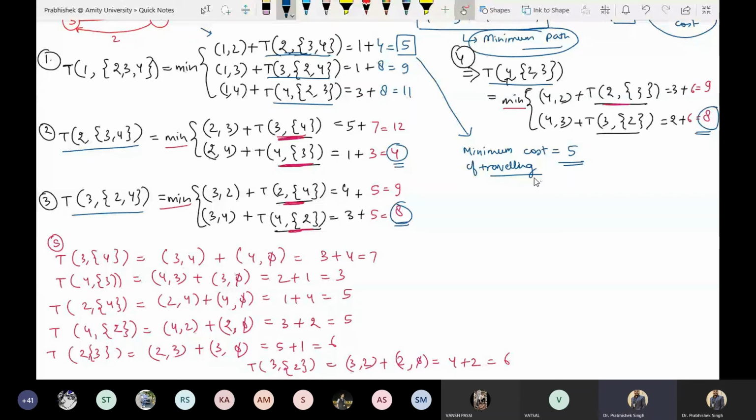Now we have to calculate what? Now we have to calculate the minimum path. Very easy. Just check. We have taken the minimum values. Just traverse the path, or just traverse those equations whose values we have taken. We are available with these three.